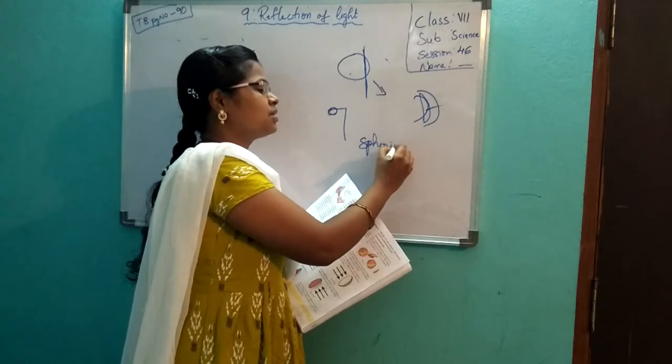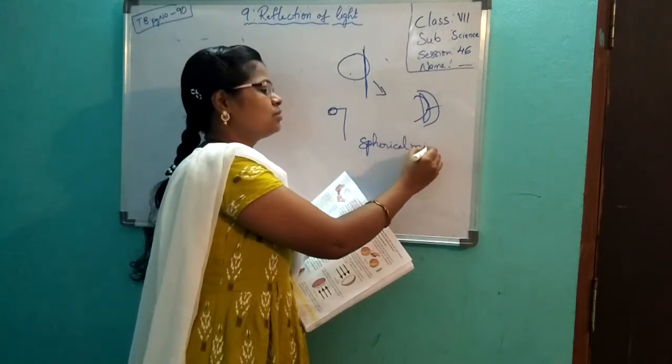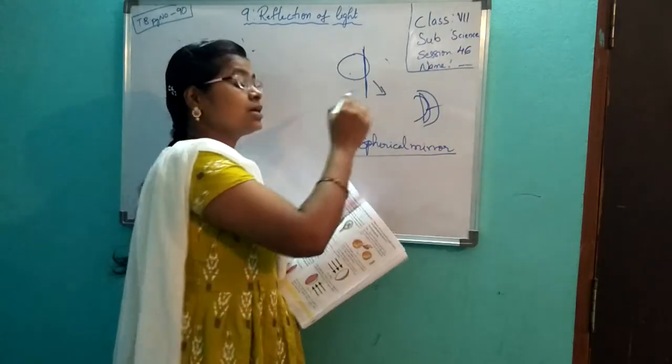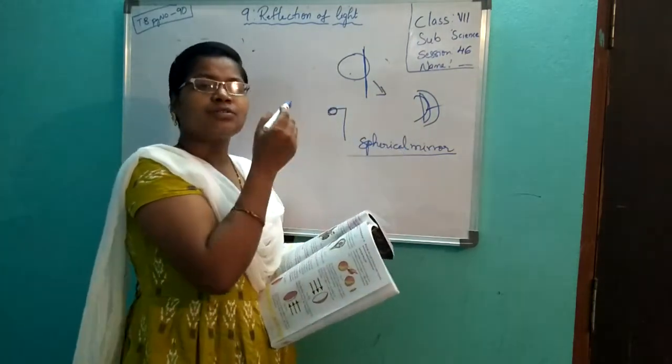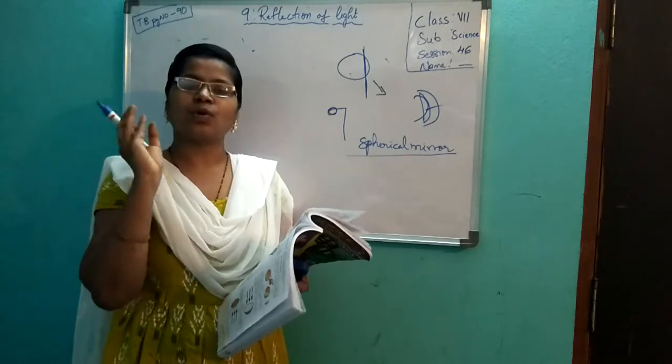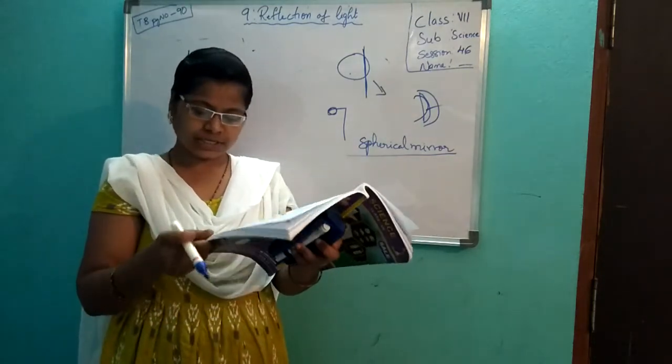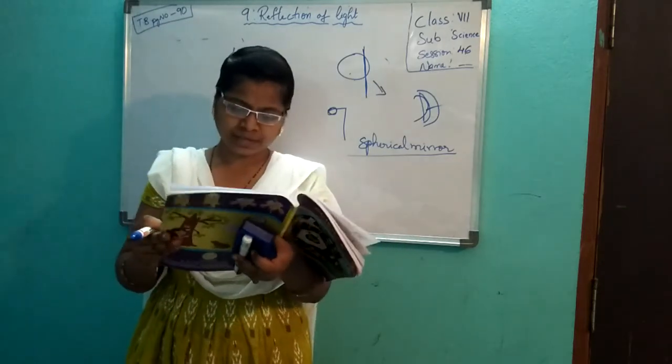What are they named? Spherical mirrors. Concave and convex, because they are part of the sphere. So they are named as spherical mirrors. Concave and convex mirrors are named as spherical mirrors. Now see page number 91.